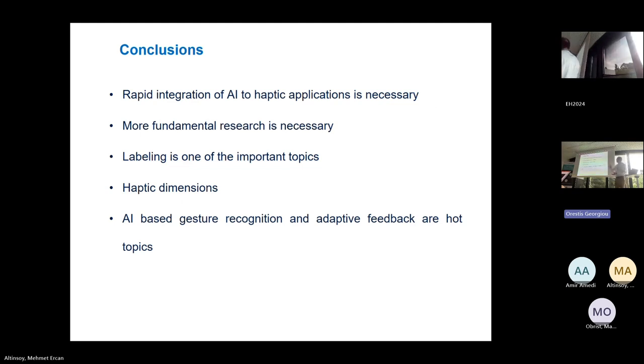Rapid integration of AI into haptic applications is necessary, and therefore we researchers should deliver good knowledge on it. More fundamental research is necessary, and labeling is one of the important topics which I would like to focus on, and haptic dimensions. As I already said, gesture recognition and adaptive feedback will give us great opportunities to adapt our haptic solutions to real daily life applications.